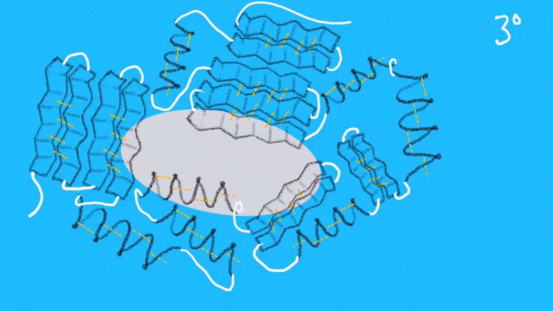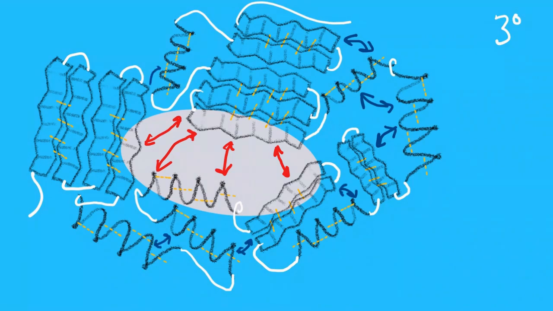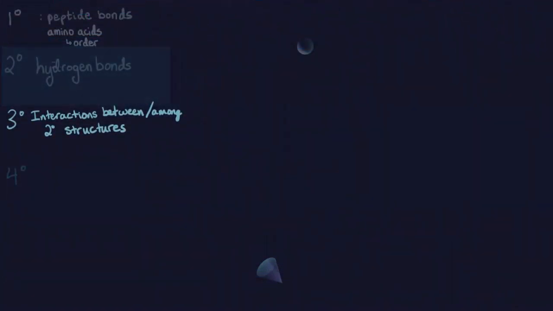Here is a more zoomed out view of what a tertiary structure of a protein could look like, where we have several secondary structures folded and bonded together, interacting with one another throughout the structure. Now, at this level, our protein is not functional yet. Our protein is only functional once it's reached its quaternary structure. So we're almost there, but not quite. So let's talk about our quaternary structure.